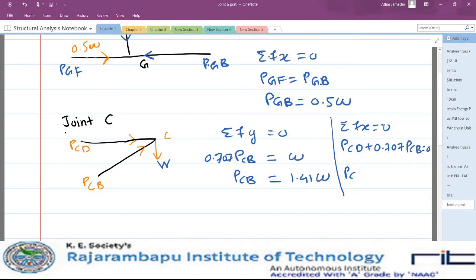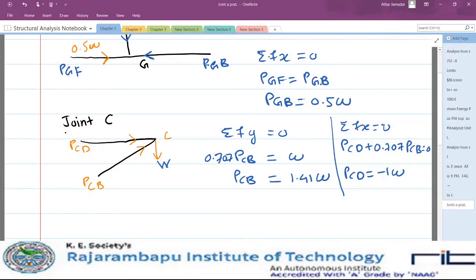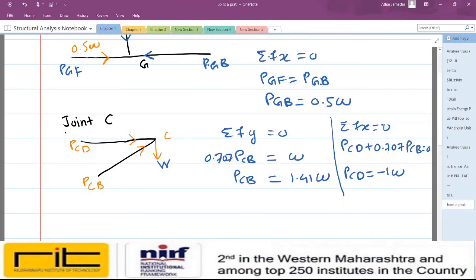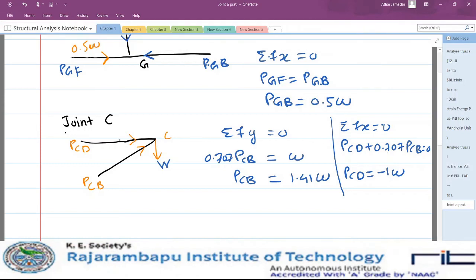So now you will get PCD is equal to minus 1 W. Okay, so if our answer is minus, that means we have to change the direction of that.